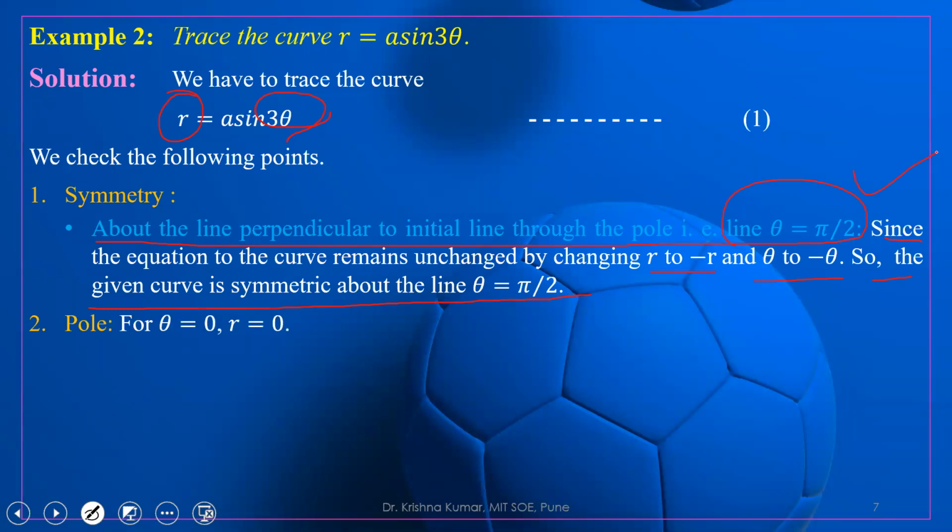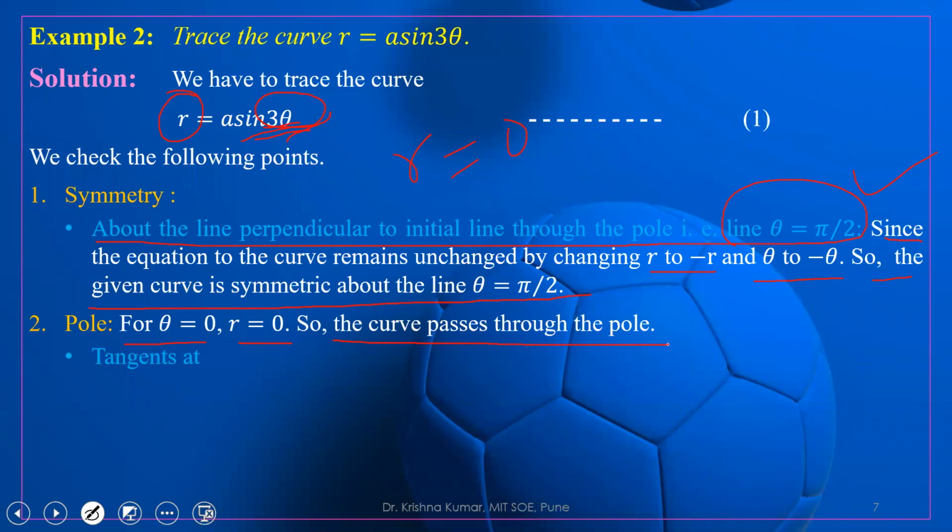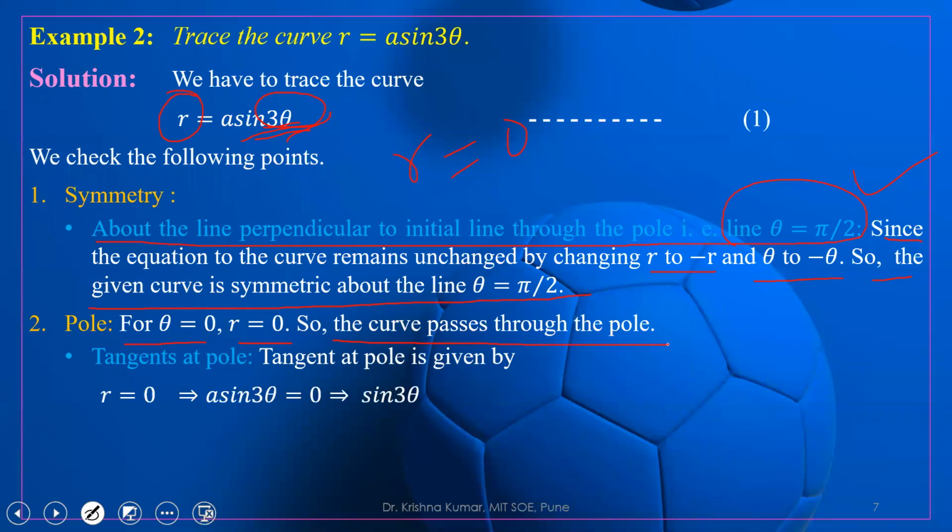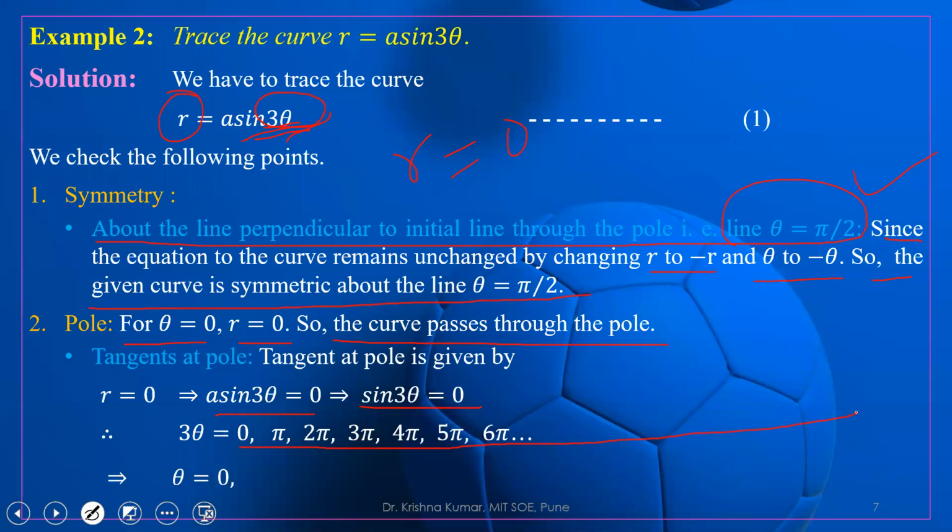Pole: clearly if we put theta equal to 0, what is sine 0? r equal to 0. So for theta equal to 0, r equal to 0, the curve passes through the pole. Next, tangent at pole. How to get the tangent at pole? Put r equal to 0, a sin 3 theta equal to 0, sin 3 theta equal to 0. So 3 theta equal to 0, pi, 2 pi, 3 pi, 4 pi, 5 pi, and so on. So what is the value of theta? Theta equal to 0, pi by 3, 2 pi by 3, pi, 4 pi by 3, 5 pi by 3.